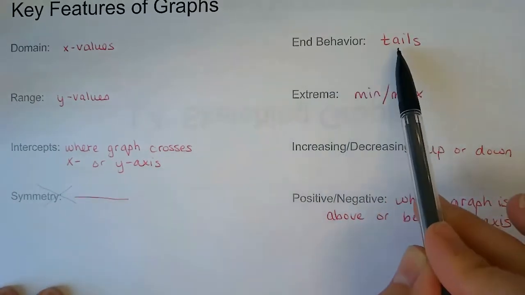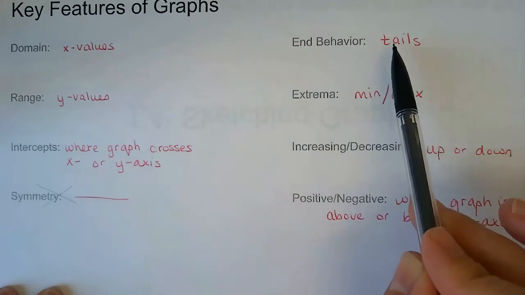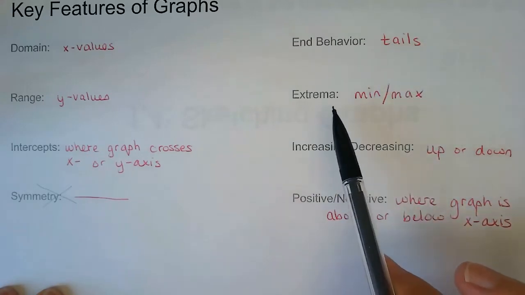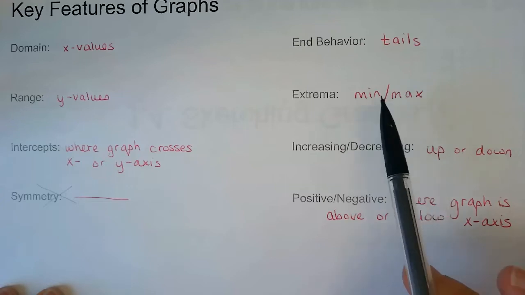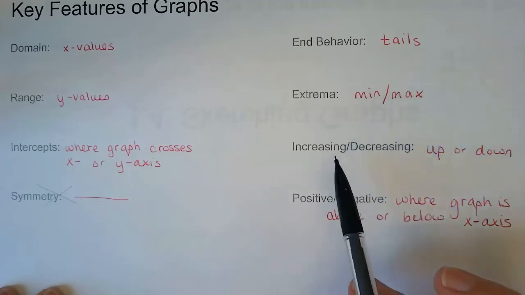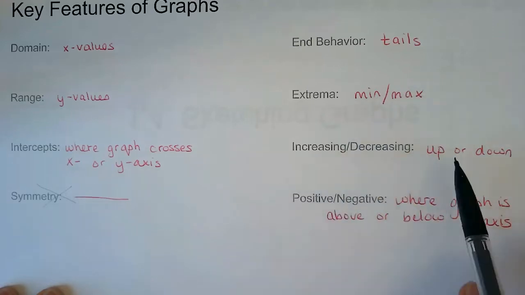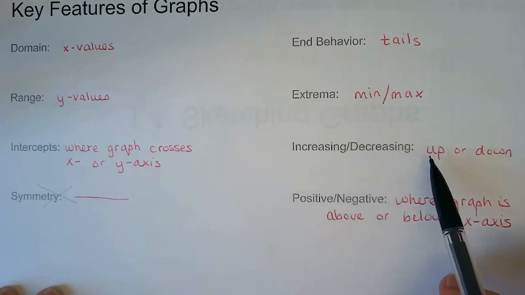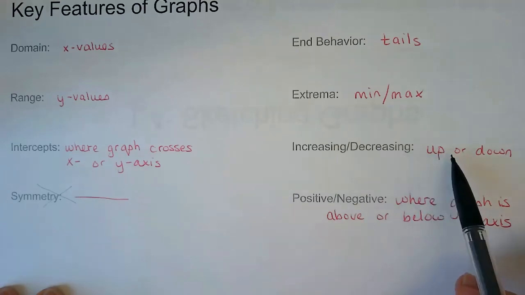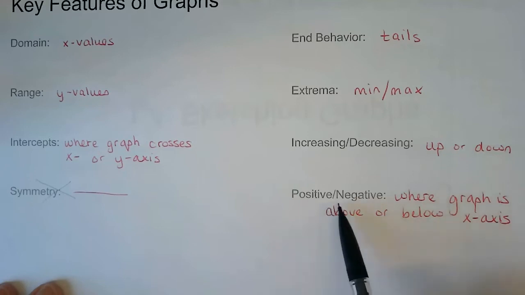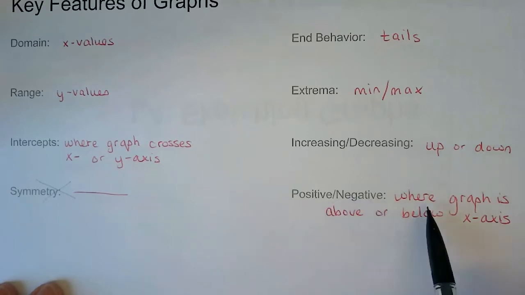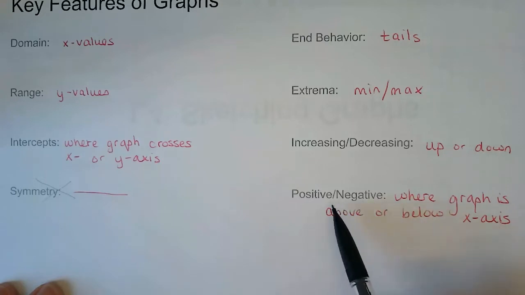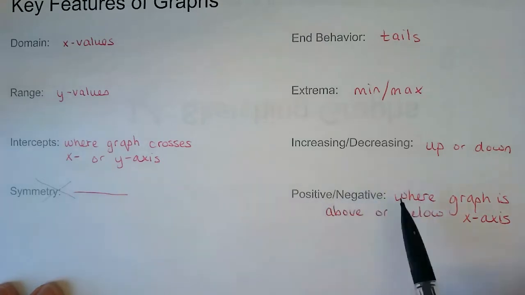End behavior are going to be your tails, which way are those end tails going to face. Extrema is going to be your minimums, your maximums, your relative mins, relative max. Increasing and decreasing is going to show which way your graph is going. So as I go from left to right, is it going up or going down? Positive or negative is going to be where your graph is above or below the x-axis. So in other words, what are your y values doing? Are they going to be positive or negative for a certain value?